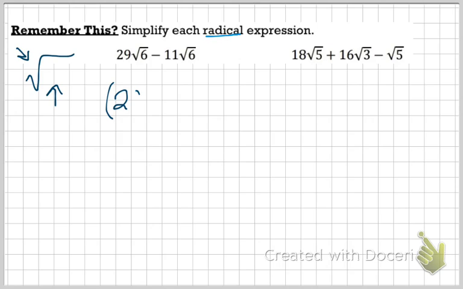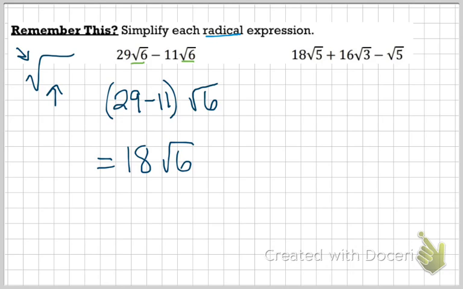That means we can go ahead and combine them. So we're going to focus on 29 minus 11. Since square root of 6 is what they have in common, then square root of 6 is what the answer is going to have as well. 29 minus 11 is 18, so we get a simplified answer of 18 square root of 6.